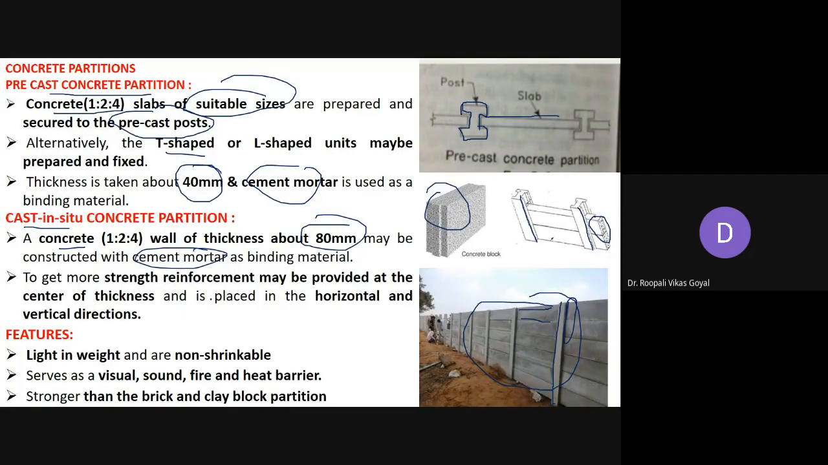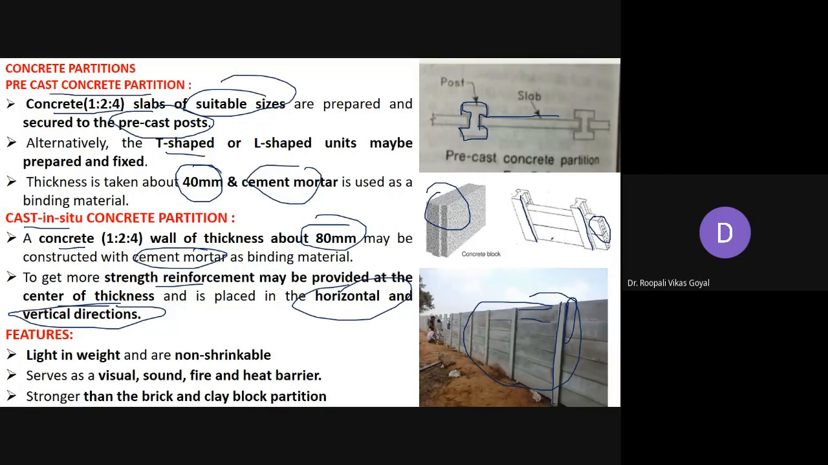And to get more strength, if you want more strength, reinforcement may be provided at the center of the thickness, and it is placed in the horizontal as well as vertical direction both. So if you need more strength, you can go for the reinforcement also. Otherwise, you can have the plain concrete partition wall.